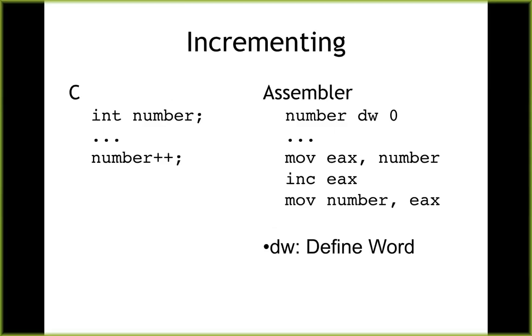So here's how things look in an assembler. You might have a number, define it as an integer, and then increment it. So in assembler, you write it this way: number dw 0. This will define a 32-bit word that can store an integer value. And then you move number into EAX. You can't increment RAM. It might make sense, but you don't have that instruction.